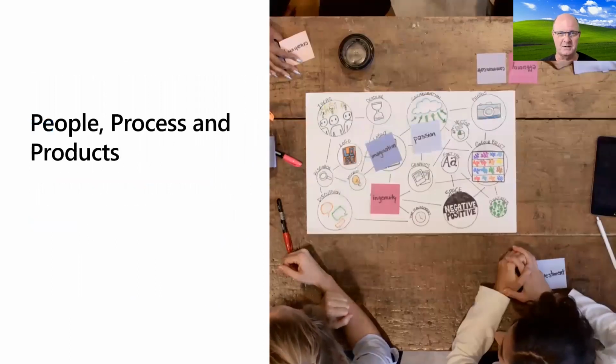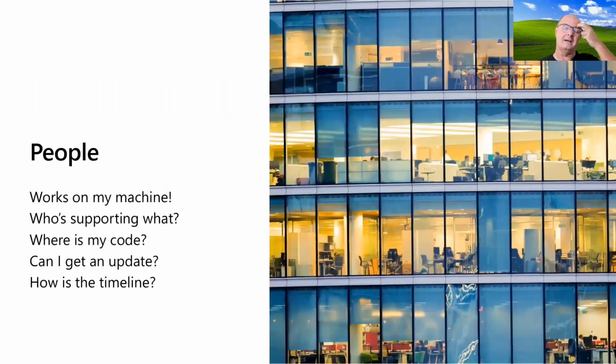So let's talk about people, process, and products. Here are some of the things that people will say on any software project, any software organization: works on my machine, who's supporting what, where's my code, can I get an update, and how is the timeline? These things have different meanings depending on the context. So works on my machine, everyone's familiar with that. It's working on my laptop, I don't know why it's not working on the server.